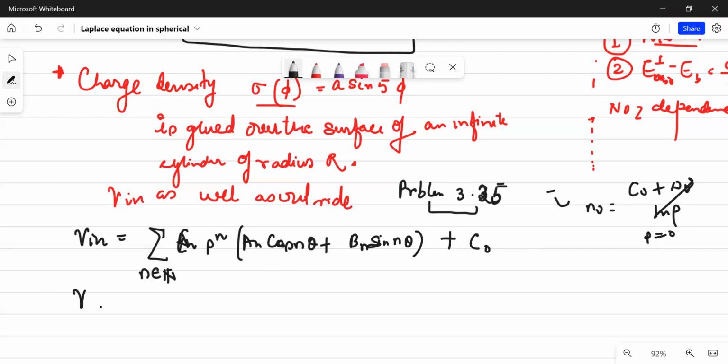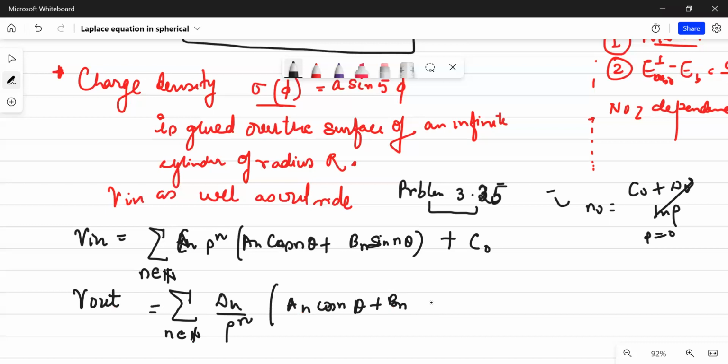What will be the potential outside? So the potential outside would be given by summation, n belongs to natural numbers, and this will be like dn upon rho to the power n, and then this will be like an cos n theta plus bn sin n theta. And there would be some constant, no doubt. So I'm going to write it as some, say, C1. No, if we call it C1 there will be a problem. Call it some new constant, let's say D naught. Okay, we can't call it D naught either, but never mind. Let's call it some constant, right? Is that clear? Now I know that these are my potentials.